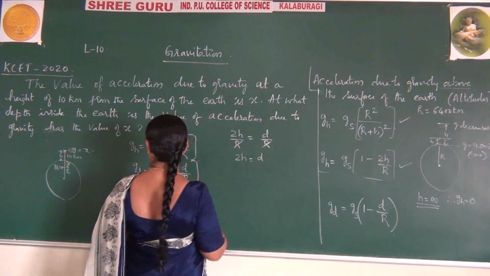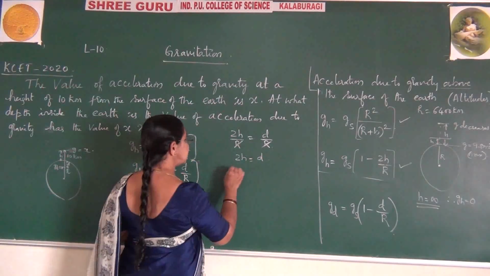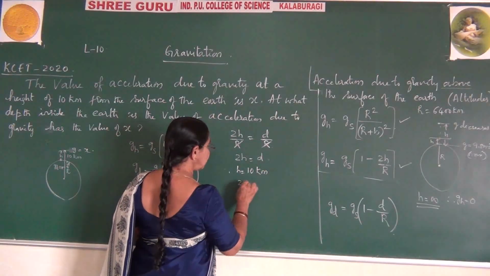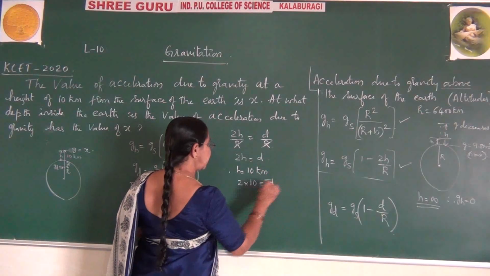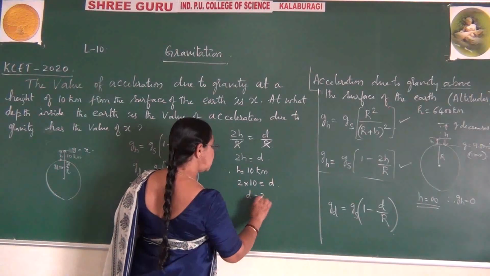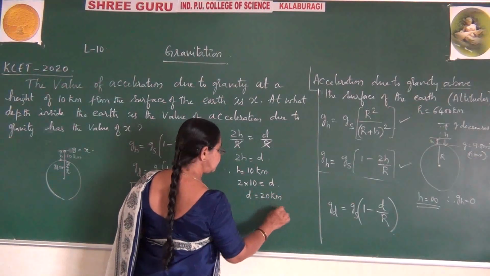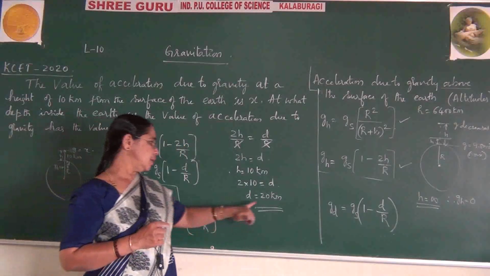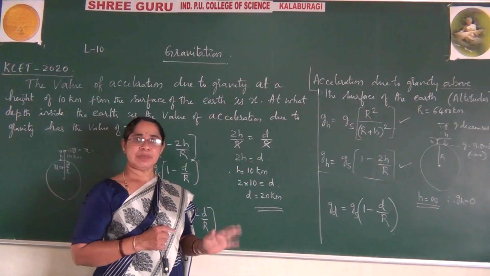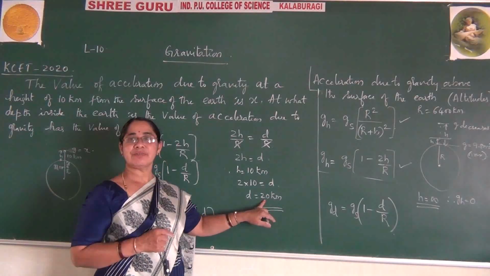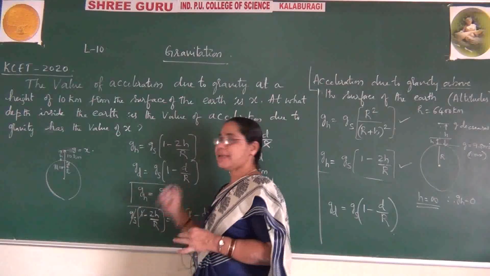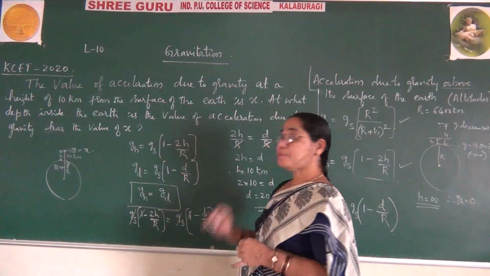But we know already h is equal to 10 kilometers. Since they have said h is equal to 10 kilometers, naturally 2 into 10 is equal to d. Therefore d is equal to 20 kilometers. So what do you mean by this? You have got the answer for depth. Already they have given the height, but now you have got the depth as 20 kilometers. So please be aware of this.